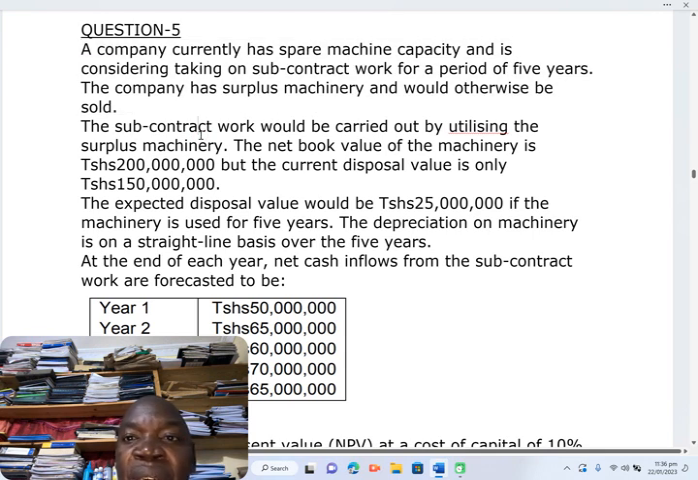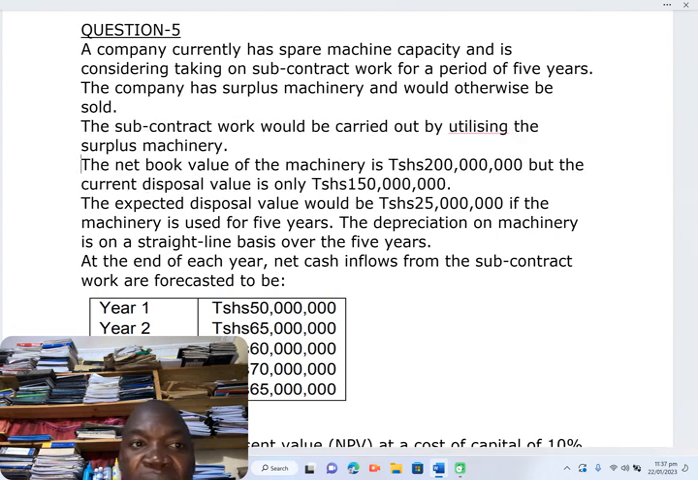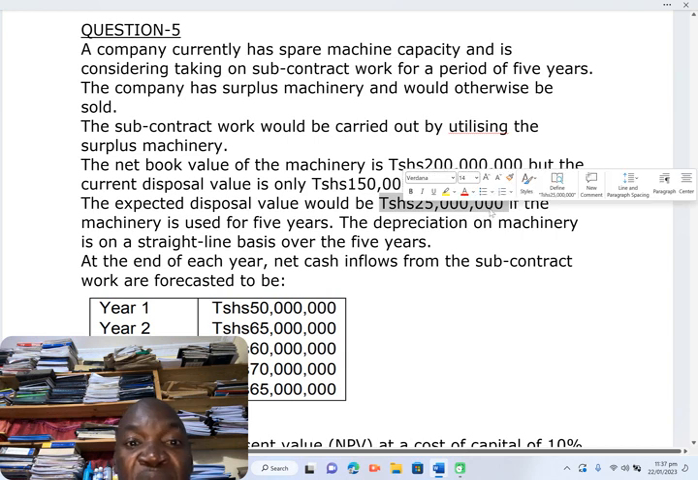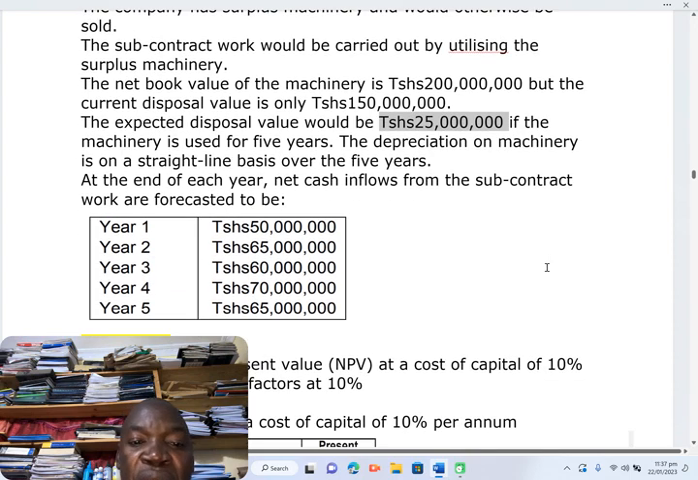A subcontracting work will clearly utilize the surplus machine. The net book value of the machine is this one here, 200 million, but the current disposal value is 100 million. The expected disposal value would be 25 million if the machine is used for 5 years. The depreciation of the machine is set on a basis over 5 years, and at the end of each year, net cash flow from the subcontracting is forecasted as follows.